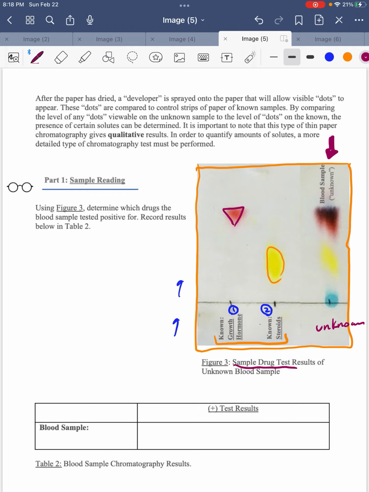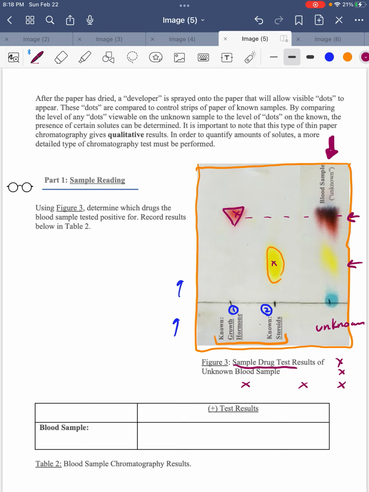So your job is to compare. Does the unknown have a yellow dot similar to this one? If it does, it's positive for steroids. If it doesn't, negative for steroids. Does this unknown sample, if you follow along horizontally, have a red dot similar to this one? If it does, then it's positive for growth hormone. So your job is to compare the unknown dots to our knowns. And if any of them are similar across, it's positive.